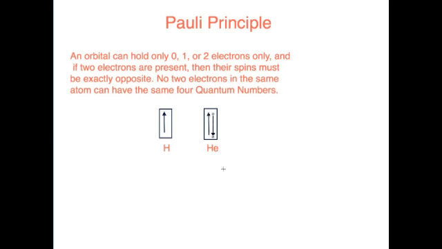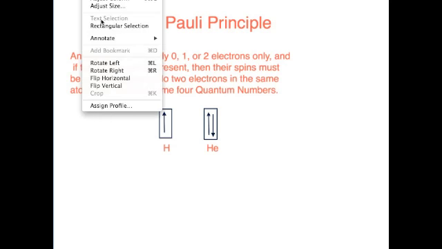Now, the reason for this is that if we use both electrons and they face the same spin, they're obviously violating the Pauli principle, which cannot happen. Now, we move on, obviously, to the big one, which is the 4 quantum numbers. No 2 electrons in the same atom can have the same 4 quantum numbers.